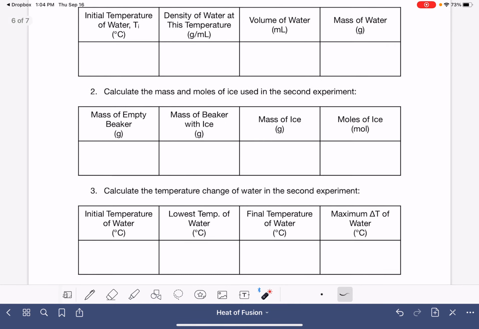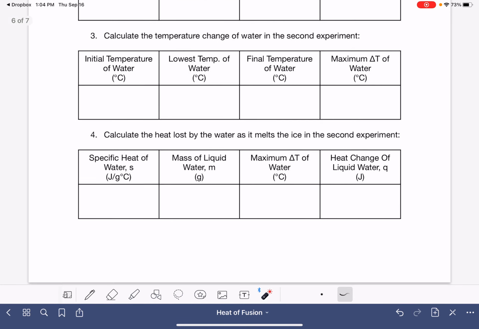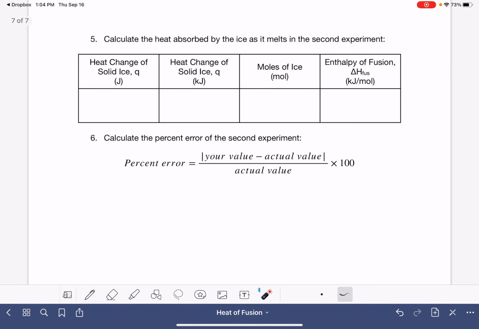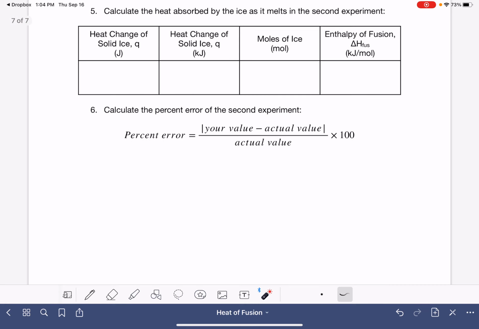Collect all new data. So all of this is the exact same data table. You're going to collect all new data and do all new calculations, plug it in all over here and calculate the percent error of the second experiment. Ideally, your percent error will be lower, that it will have worked.